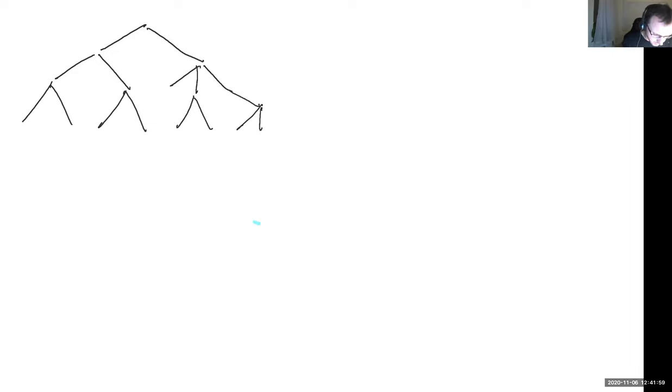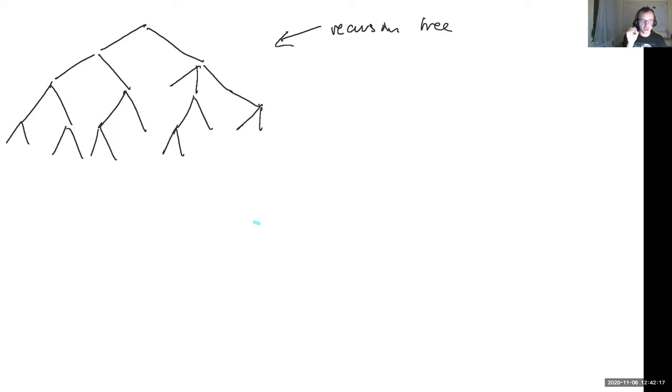So we can imagine the execution of my algorithm as a recursion tree. So this is my tree. Each node of this recursion tree corresponds either to calling the algorithm for each component separately, or to the branching. The nodes that correspond to branching have two children. The nodes that correspond to a call on a disconnected graph can have more children than two.